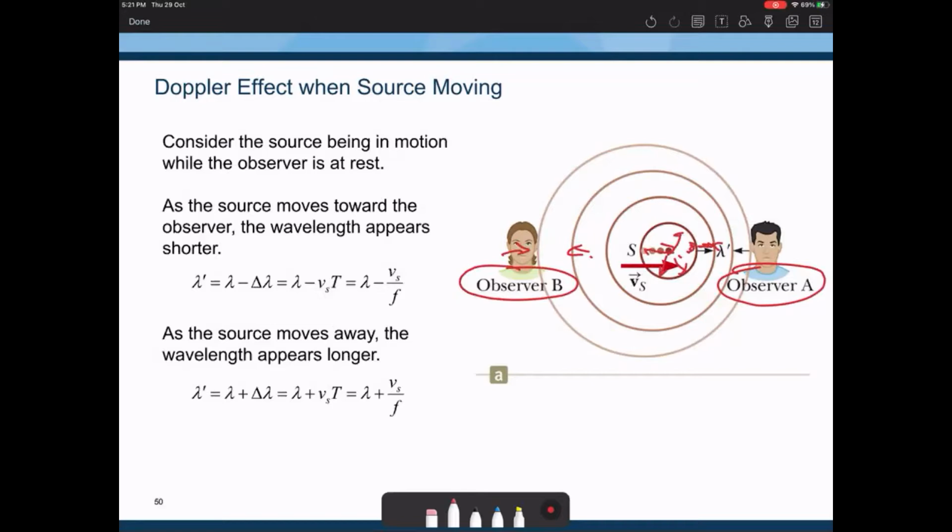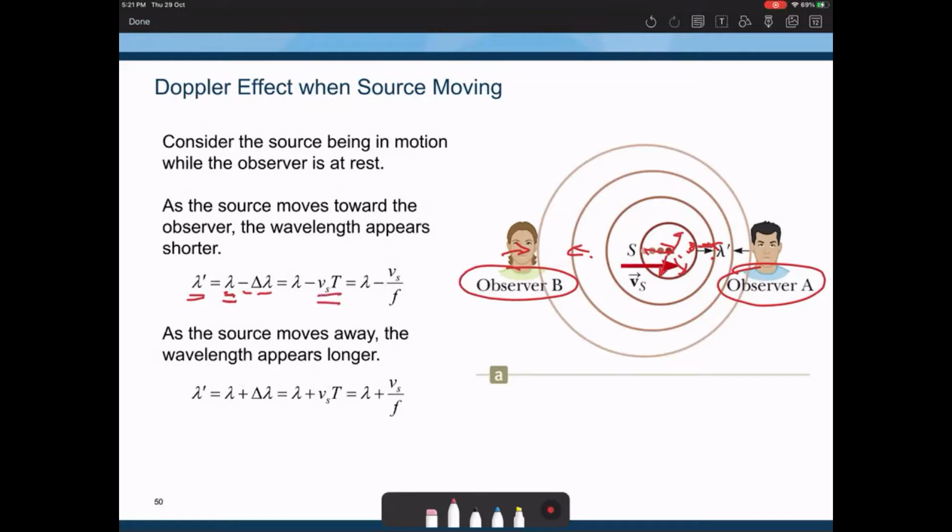The question is, what is the apparent wavelength for observer A and observer B in this case? So here is the equation. The apparent wavelength lambda dash should be equal to lambda, which is the wavelength of the sound for a stationary source, minus delta lambda. For observer A, the new wavelength is the original wavelength minus delta lambda. This delta lambda comes from the fact that the source is moving.